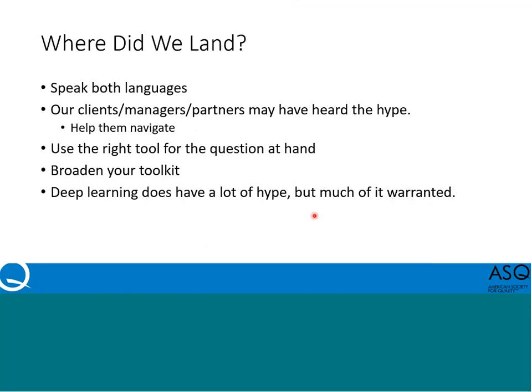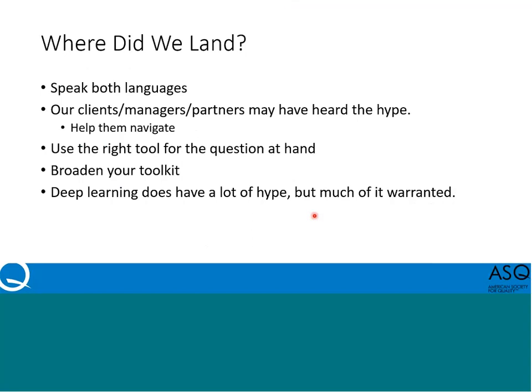All right, so where did we land after all that? I think it's important as practitioners to speak both languages, be familiar with how machine learning engineers reference data, because it is different. What we call independent variables, they call features.